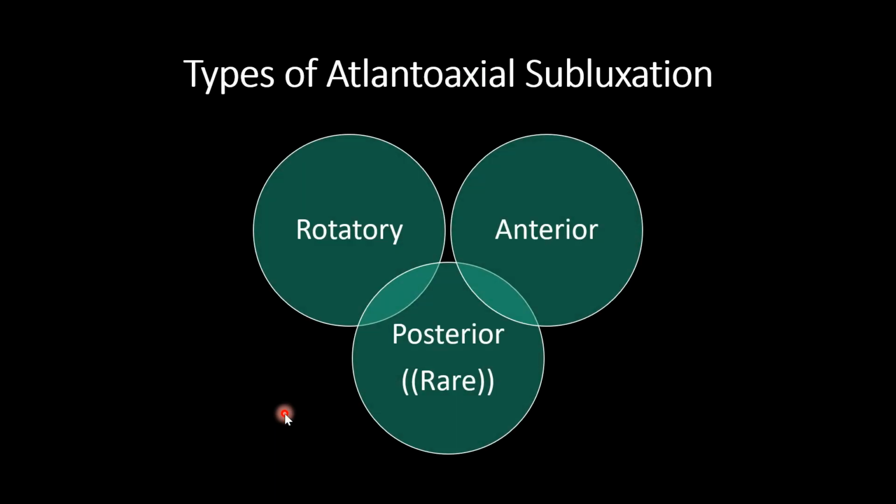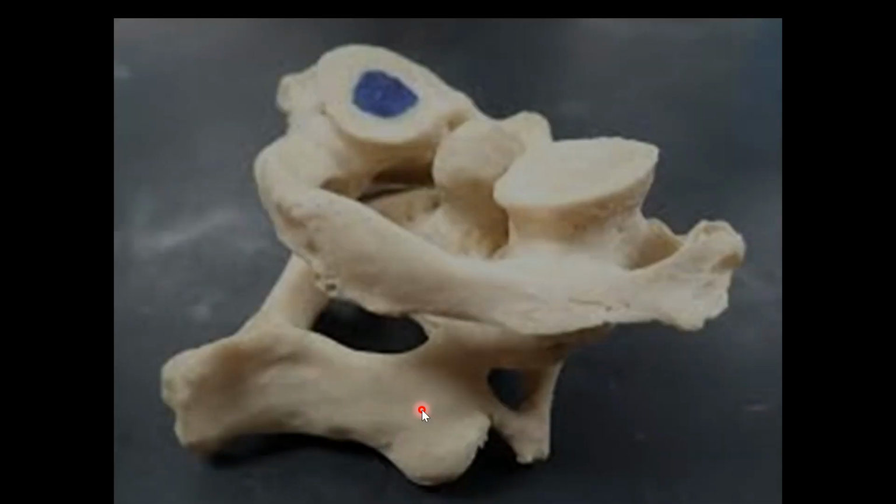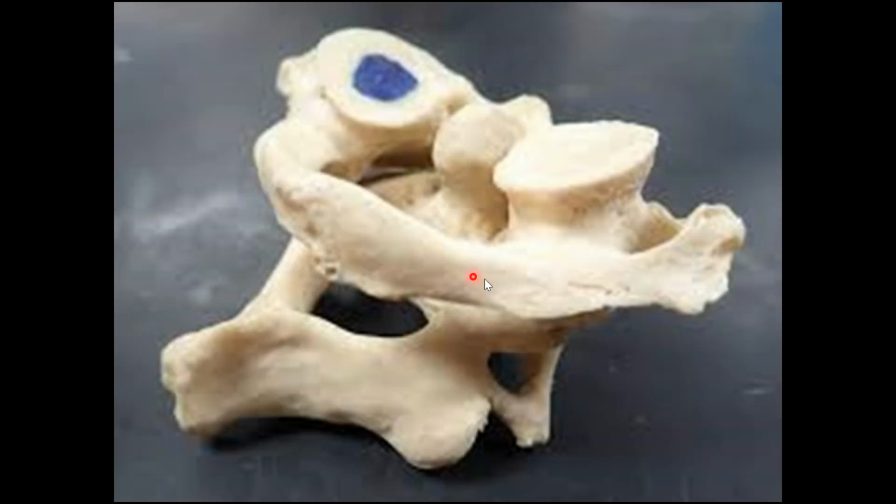Types of atlantoaxial subluxation are mainly anterior and rotatory subluxation, and there is posterior subluxation, which is rare. Here is the atlantoaxial joint, here is the atlas, and here is the axis. We have to know that we have three main synovial joints between the atlas and axis: two lateral synovial joints and one median synovial joint.